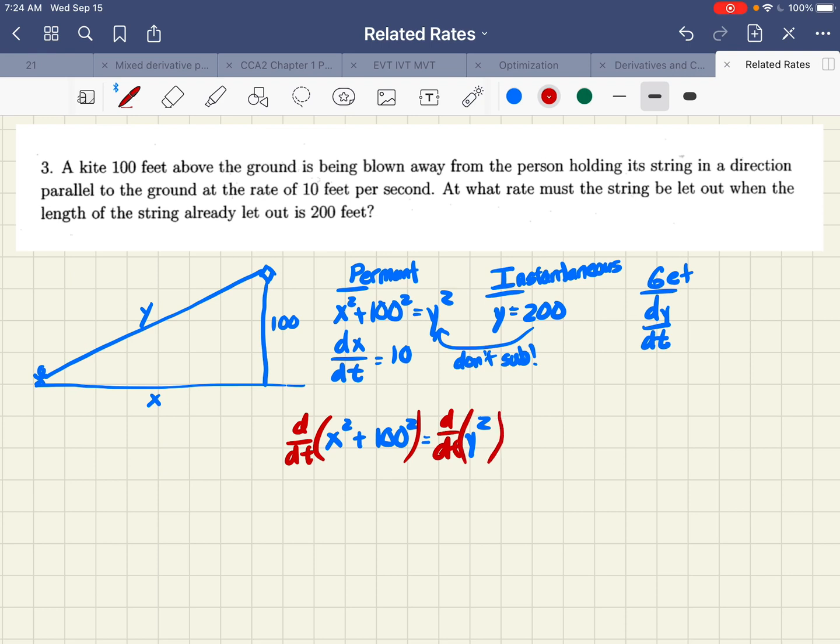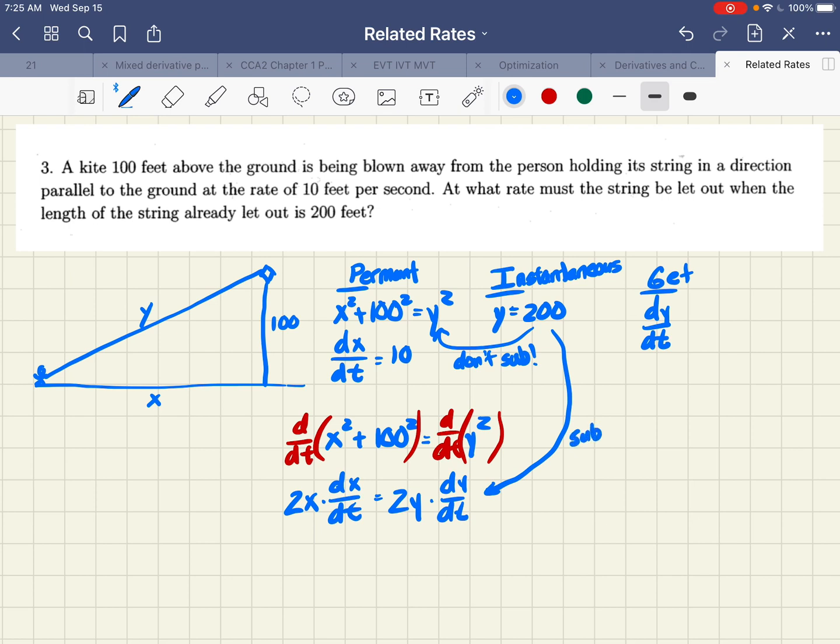So t is not generally in the original equation, but related rates is all about rates with respect to time generally. All right, so if I do that, that would be 2x, and then since it's not a t, I have to do the chain rule, the derivative of x with respect to t. Derivative of 100 squared is 0, and similarly on the other side I have 2y dy/dt. All right, so once I've done the calculus, then I can do the algebra.